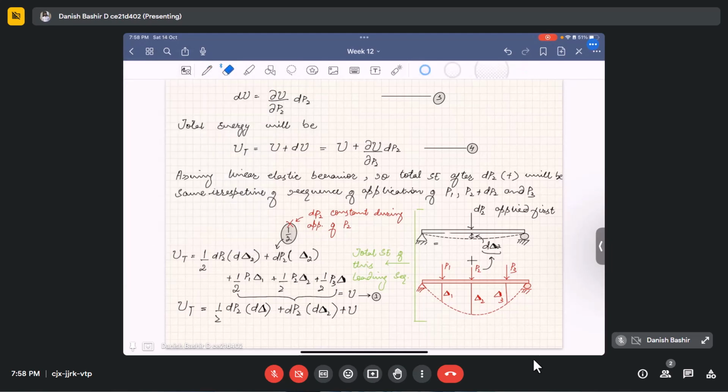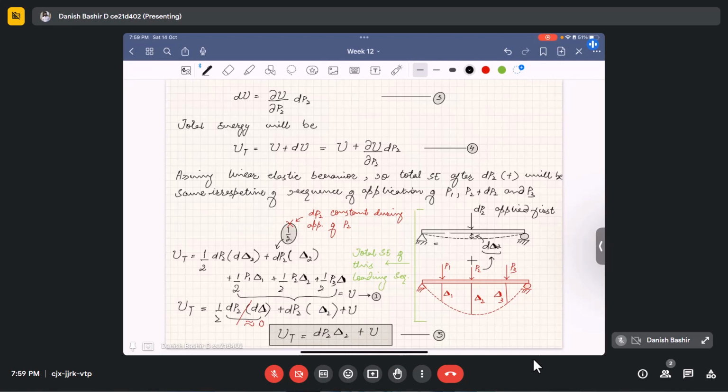So we can say that this is like this, and if we ignore the d dp2 d delta 2 term, it will be very small because both are small quantities. We can approximately put it equal to 0. We will have our Ut term equal to the total energy. Ut will be equal to dp2 delta 2 plus u. Now this will be our equation 5.